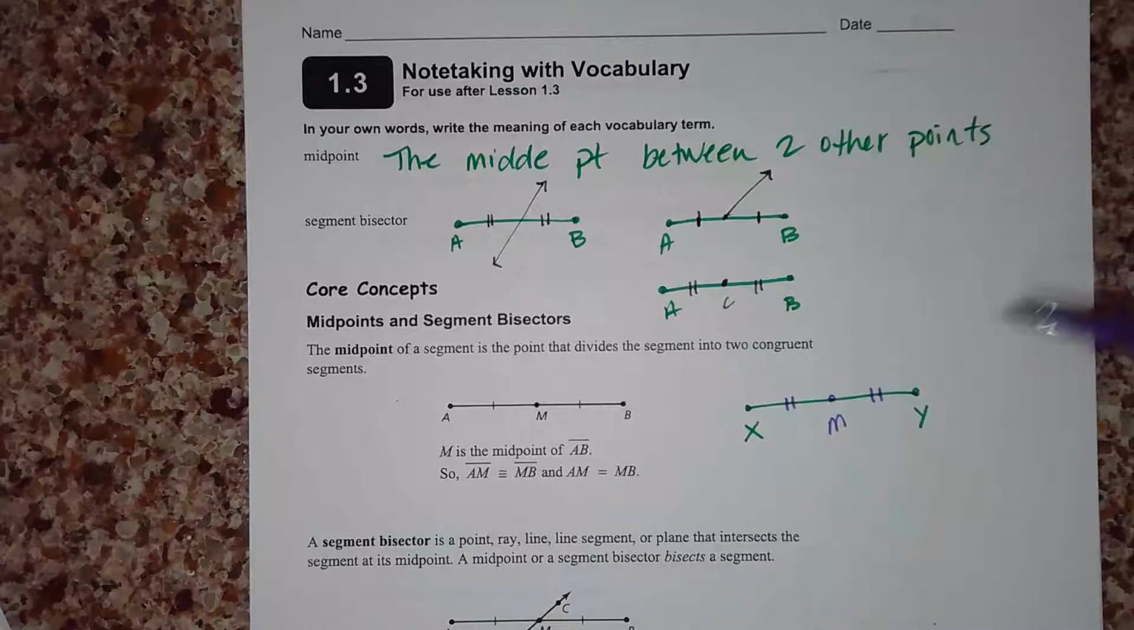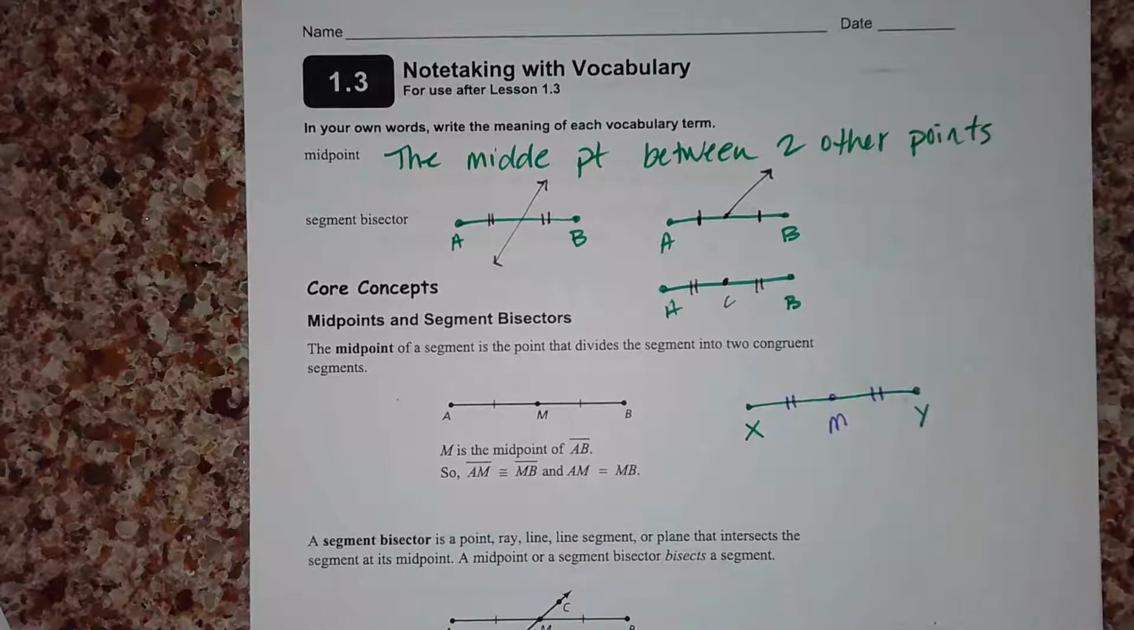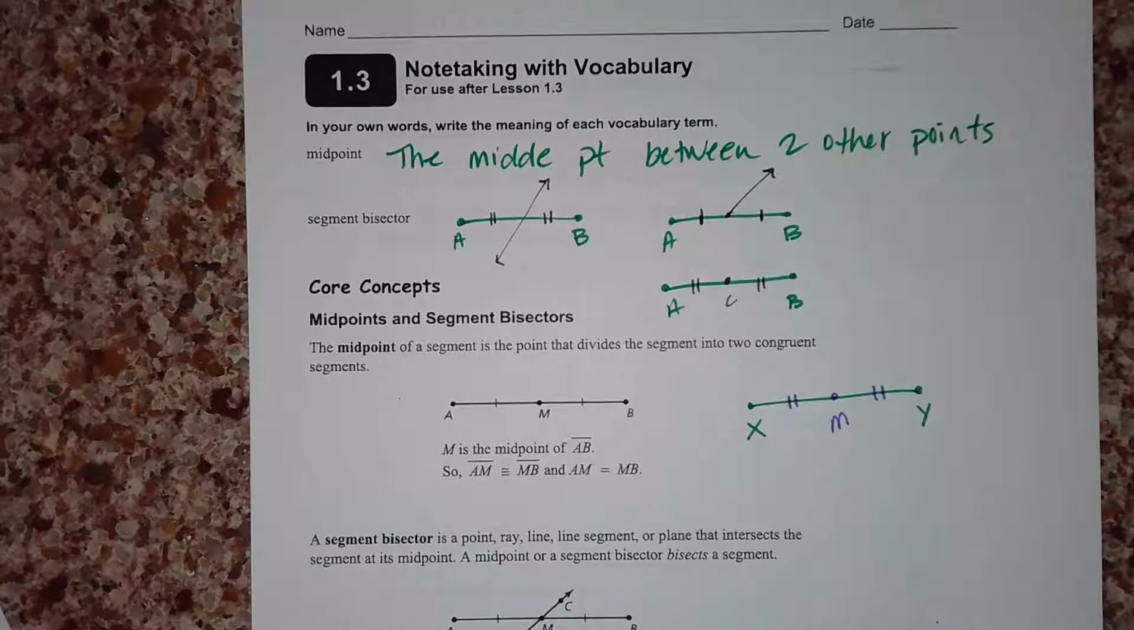I would expect you to use these symbols as part of your drawing and demonstration, because otherwise I wouldn't know that M is the midpoint for sure. It looks like it is, but in geometry, we can't just go off of looks. It has to be marked or labeled that way.